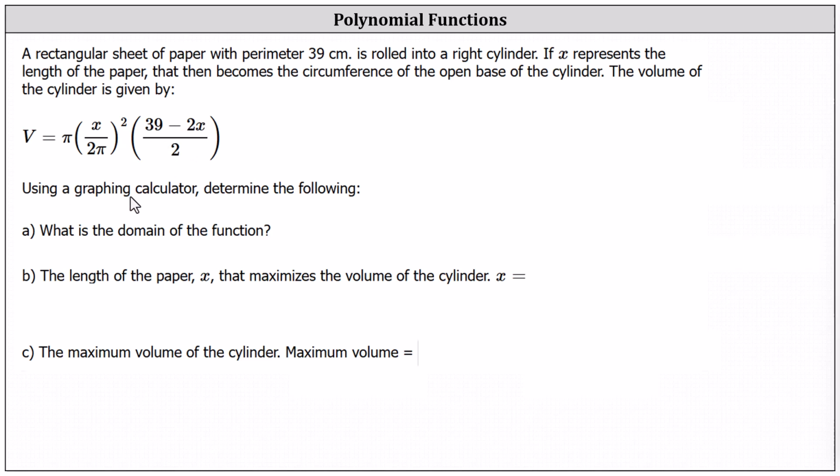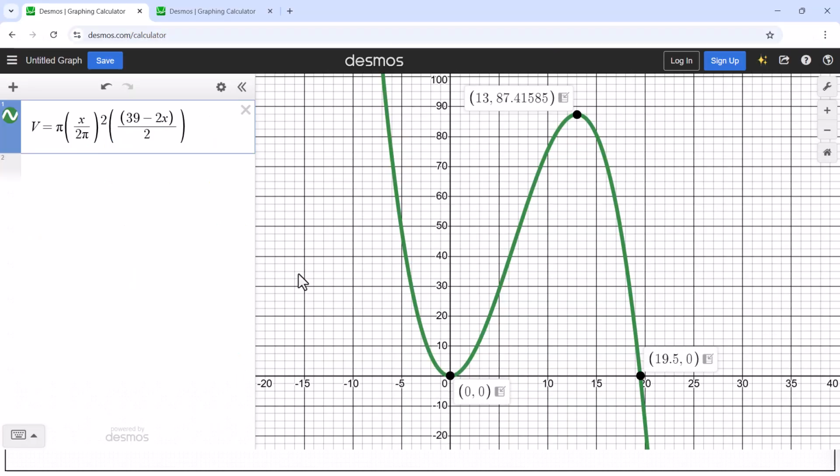Using a graphing calculator, determine the domain, the length of the paper x that maximizes the volume, and the maximum volume. I've already set up the graph in Desmos. For each point on the graph, x represents the length of the paper, and V represents the volume.